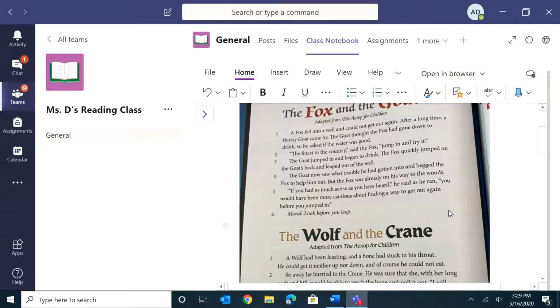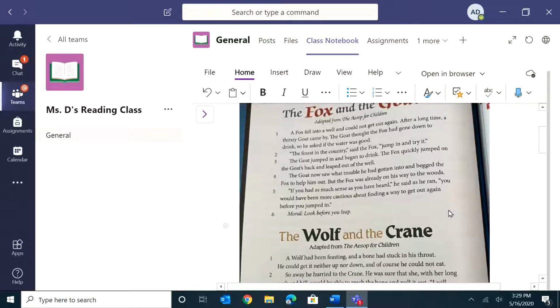The goat now saw what trouble he had gotten into and begged the fox to help him out. But the fox was already on his way to the woods. If you had as much sense as you have beard, he said as he ran, you would have been more cautious about finding a way to get out again before you jumped in.